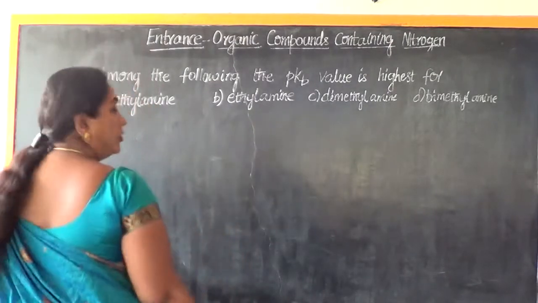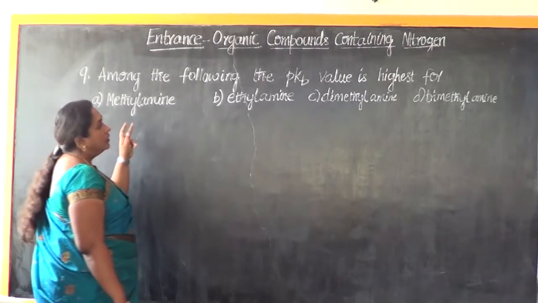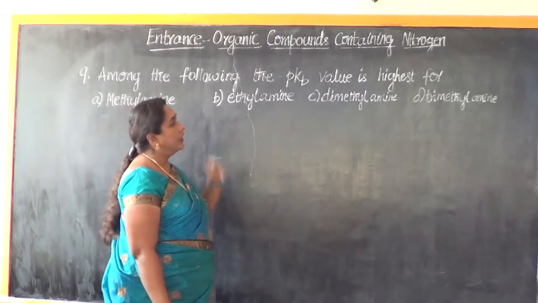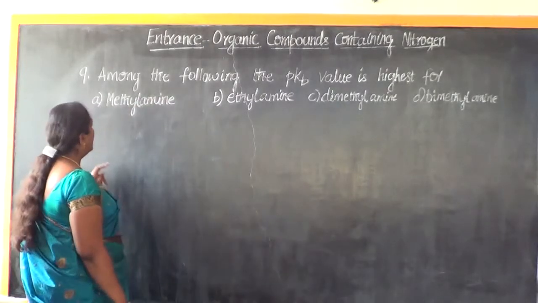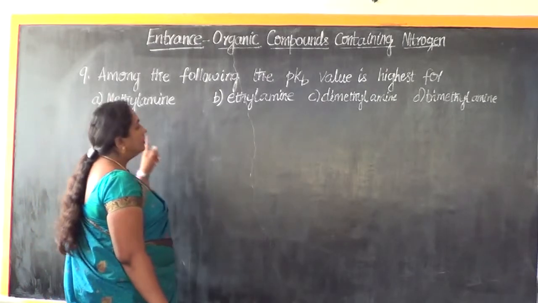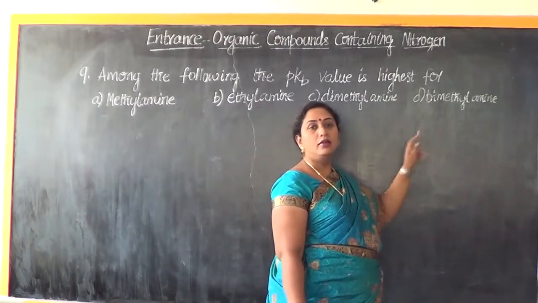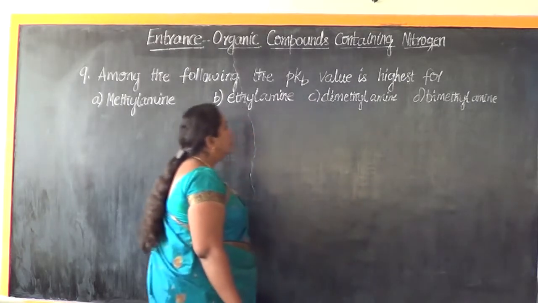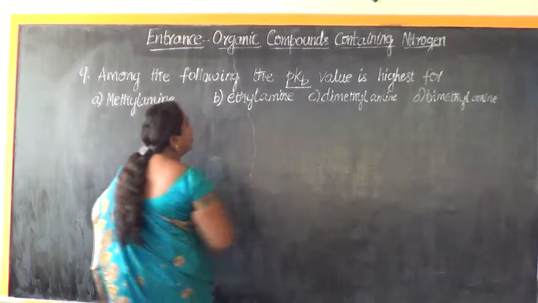Let us look into question number 9. Among the following, the pKb value is highest for. The four options given to us are methylamine, ethylamine, dimethylamine and trimethylamine. So now let us look into what is pKb.